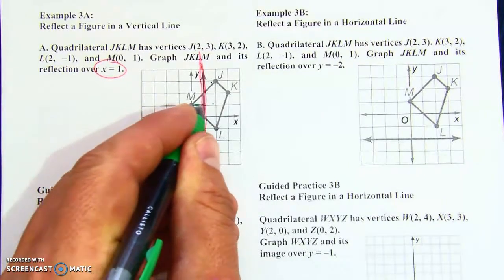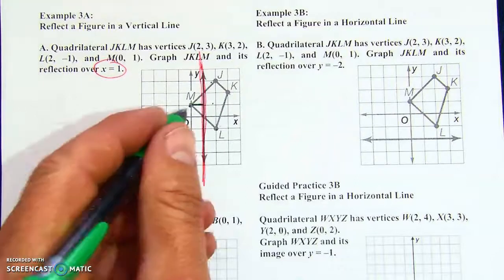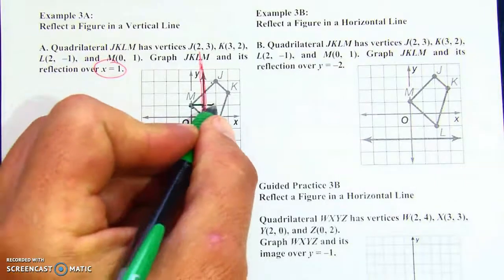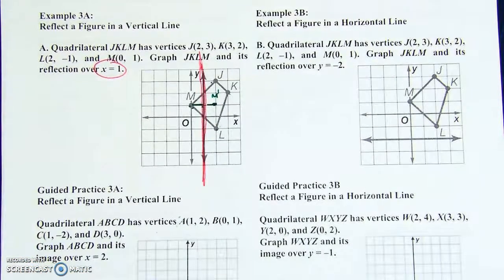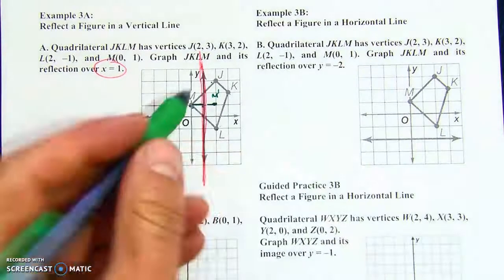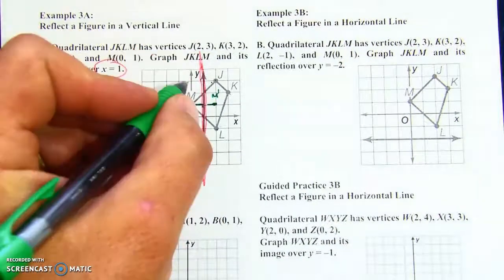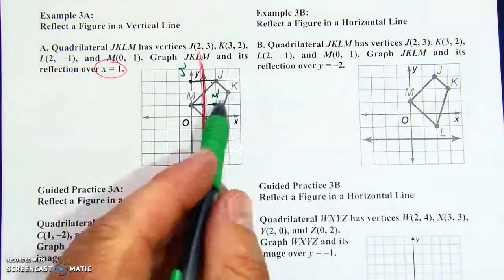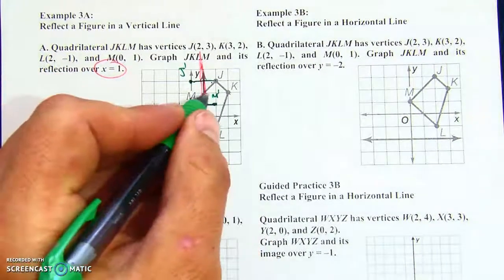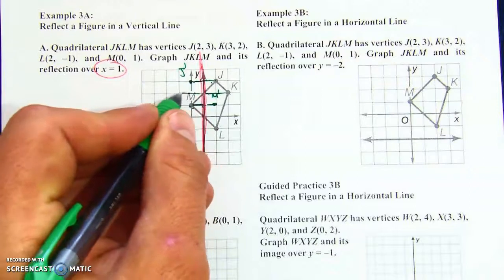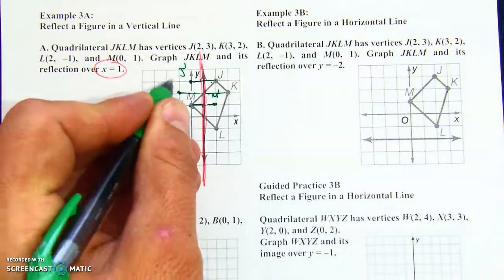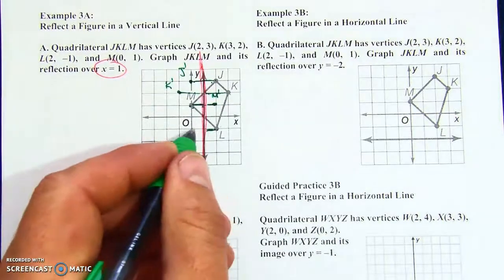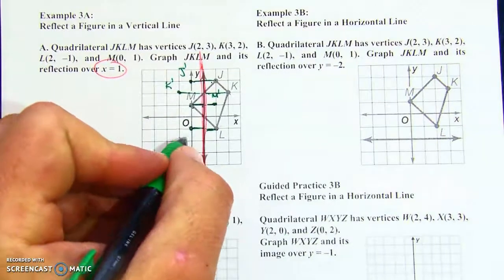How many units away, and we have to make sure it's perpendicular, how many units away from this red line are we? It's 1 unit. So we're going to go 1 unit this way, and we get M prime there. Do the same thing with J. J is only 1 unit to the right, so it needs to be 1 unit to the left, and we'll call this J prime. So we're drawing lines that are perpendicular. K is 2 units away going this direction, so we go 2 that way. We'll call this K prime. And then we have L, which is only 1 unit away on the right, so we go 1 unit to the left, and we get L prime here.